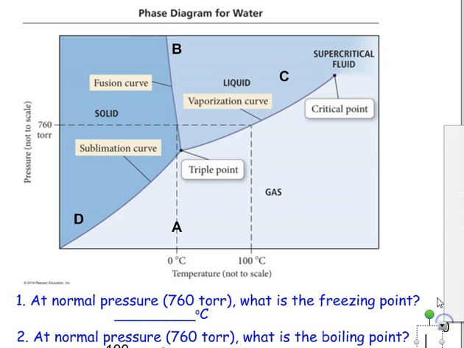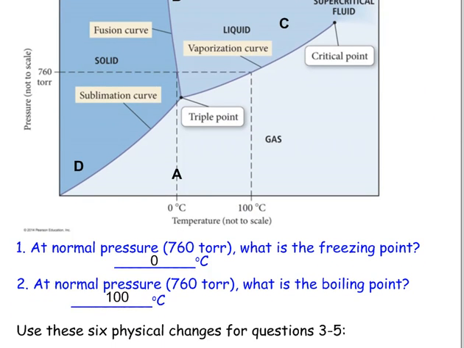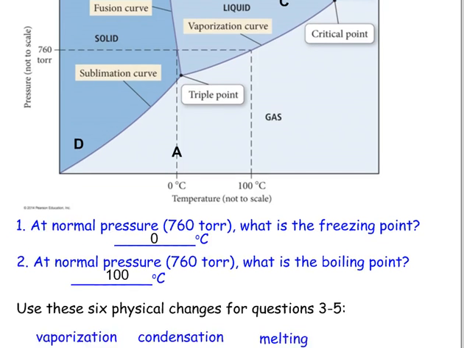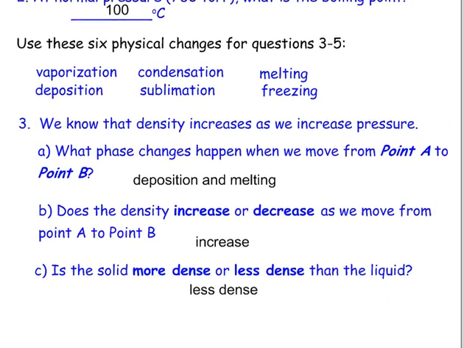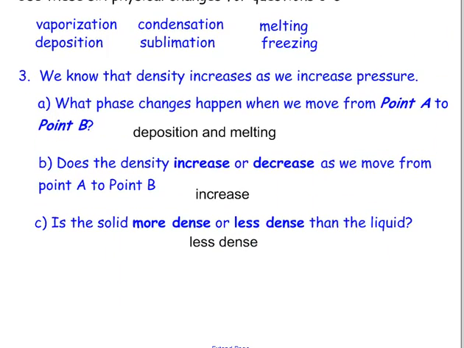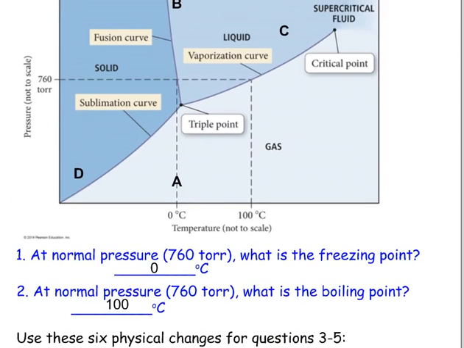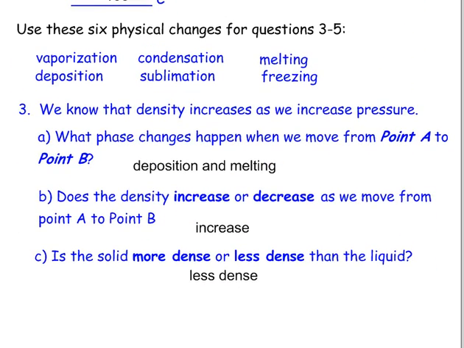All right, you think you're done? Let's see if we got the right answers. At normal pressure, the freezing point is 0 degrees Celsius, and the boiling point is 100 degrees Celsius. That was pretty easy because those are the only two temperatures on the scale. Let's take a look at the physical changes. As we go from point A straight up to point B, it's tough to see, but there's a little bit of deposition, gas to solid, and then solid to liquid melting.